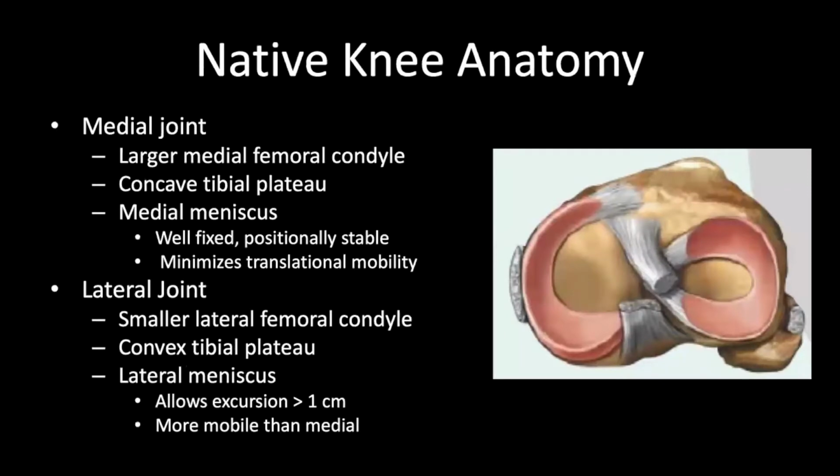When we look at the native knee anatomy, we find that the medial joint has a larger medial femoral condyle, a concave tibial plateau, and a medial meniscus that is well fixed and positionally stable, which minimizes translational mobility of the medial compartment. The lateral joint, however, has a smaller lateral femoral condyle, a convex tibial plateau, and a lateral meniscus that allows significant excursion and is much more mobile than the medial compartment.